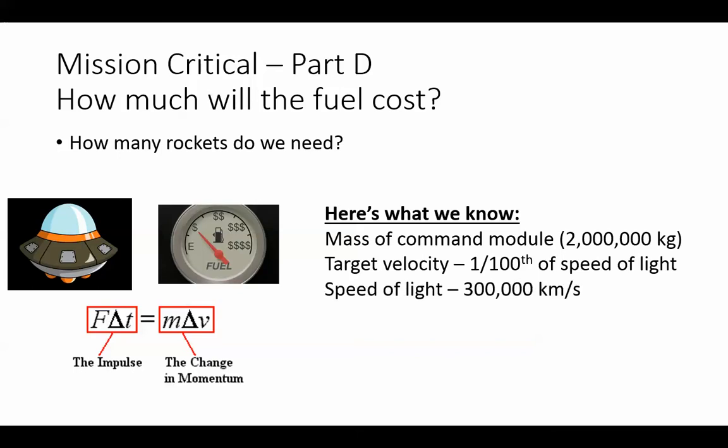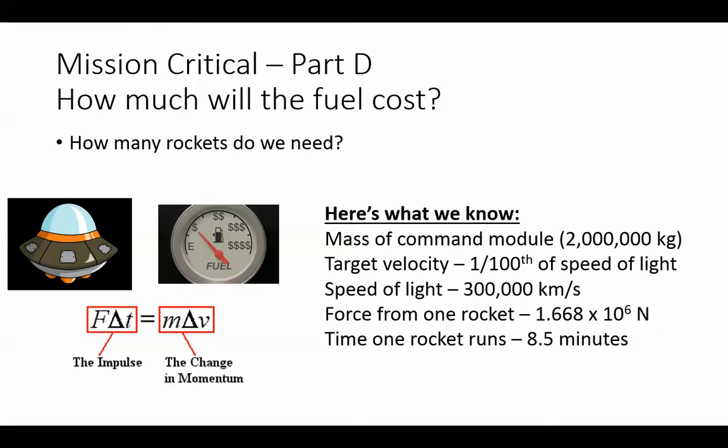We know from the givens that the speed of light is 300,000 kilometers per second, and we also know that the force from a rocket is this number on your screen, 1.668 times 10 to the 6th newtons. We've got to use some scientific notation. We also know that the time for one rocket, so when the rockets are burning, they burn for 8.5 minutes.